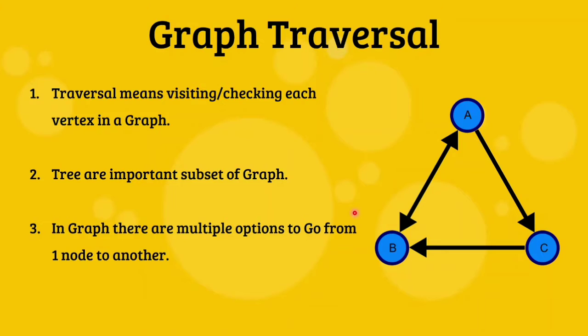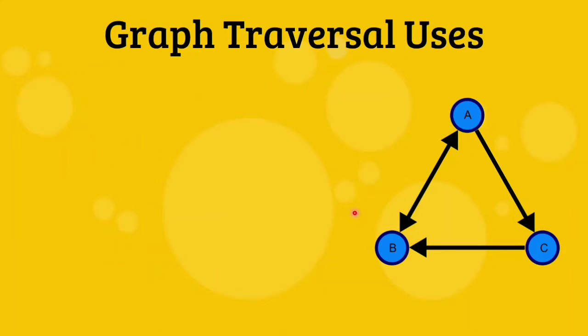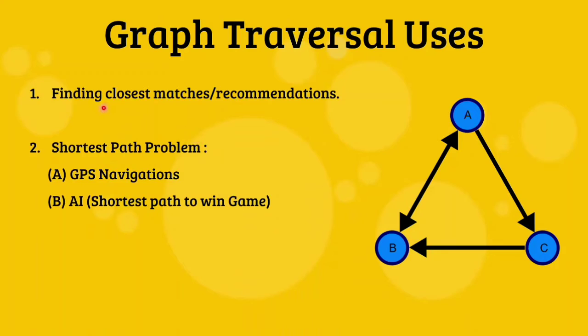So, where is graph traversal actually used? Firstly, when we are finding the closest match or the recommendation on Facebook for your friends, as well as on LinkedIn, at that time we are making use of graph traversal. The second most important use is the shortest path problem. In GPS navigation also we need to travel from one location to another location and find the shortest path. At that time also we are making use of a graph. Along with that, in AI we are making use of graph traversal. In the same way there are multiple use cases where a graph is used.